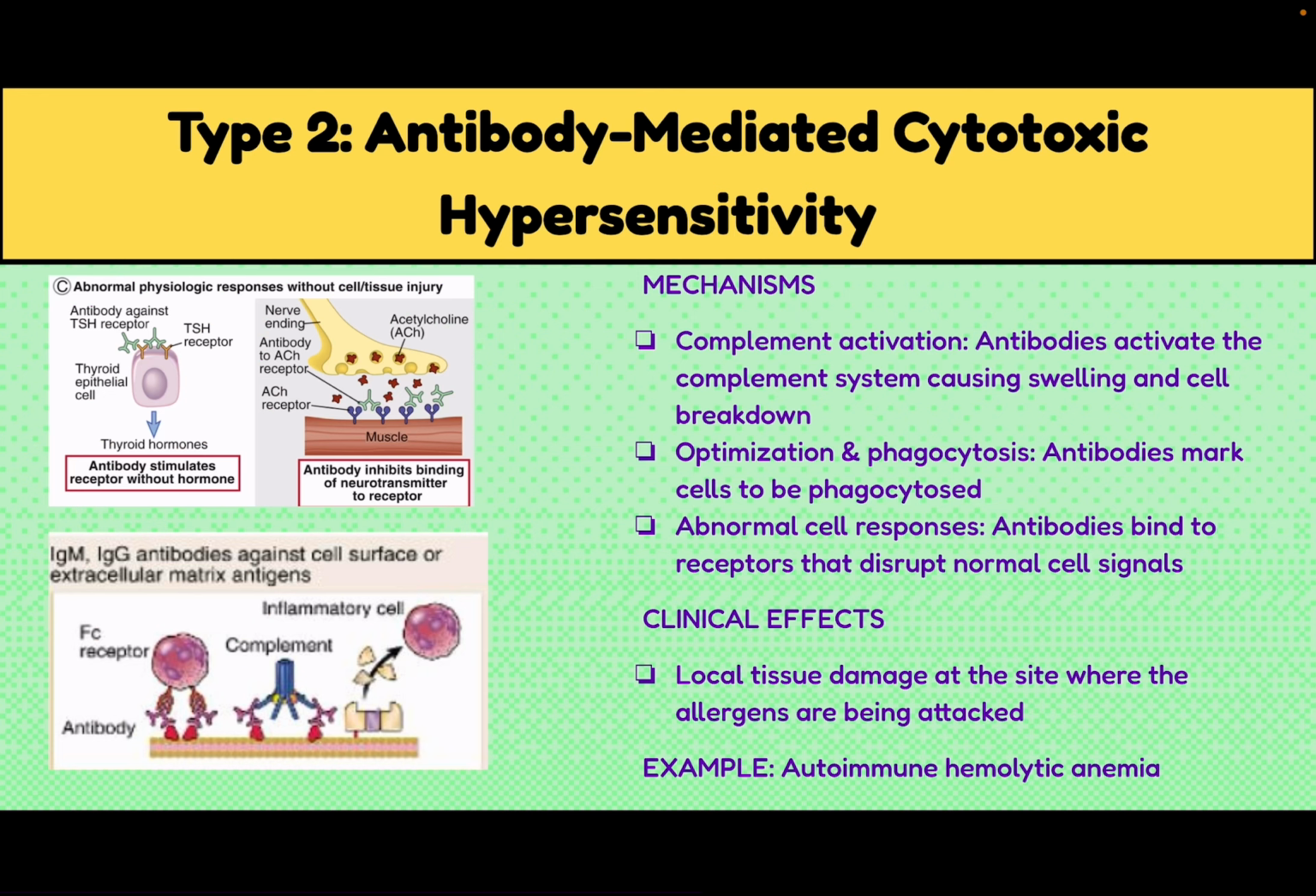Type 2 antibody-mediated cytotoxic hypersensitivity is triggered when antibodies target specific cell or tissue antigens. The mechanism includes 3 different kinds, with complement activation being one, where the antibodies trigger the complement system, causing inflammation and cell lysis. Opsonization and phagocytosis, where the antibodies will mark the cells to be eaten and destroyed. And abnormal cellular responses, where antibodies will bind to receptors and disrupt normal cell signals without destroying the cells. Clinical effects include local tissue destruction at the site where the antigens are being targeted, and an example is autoimmune hemolytic anemia.